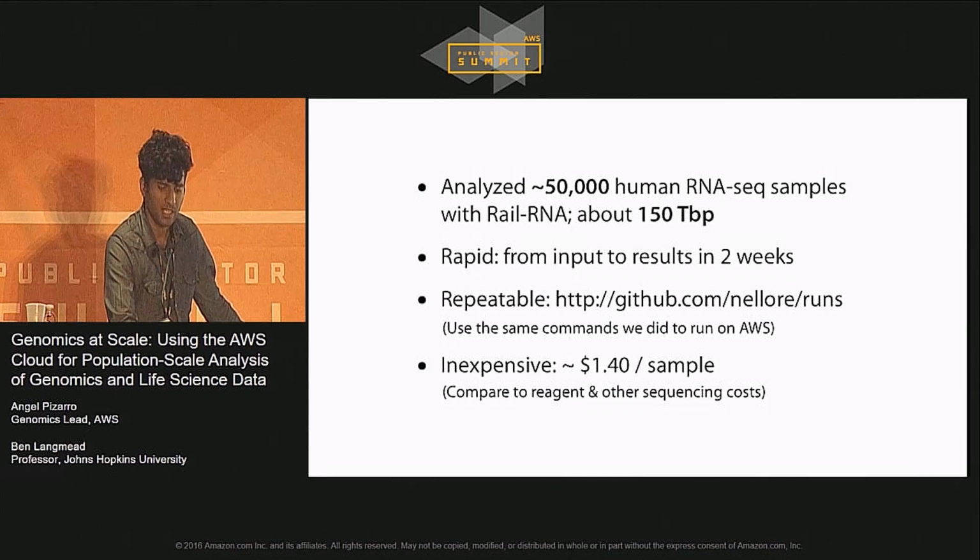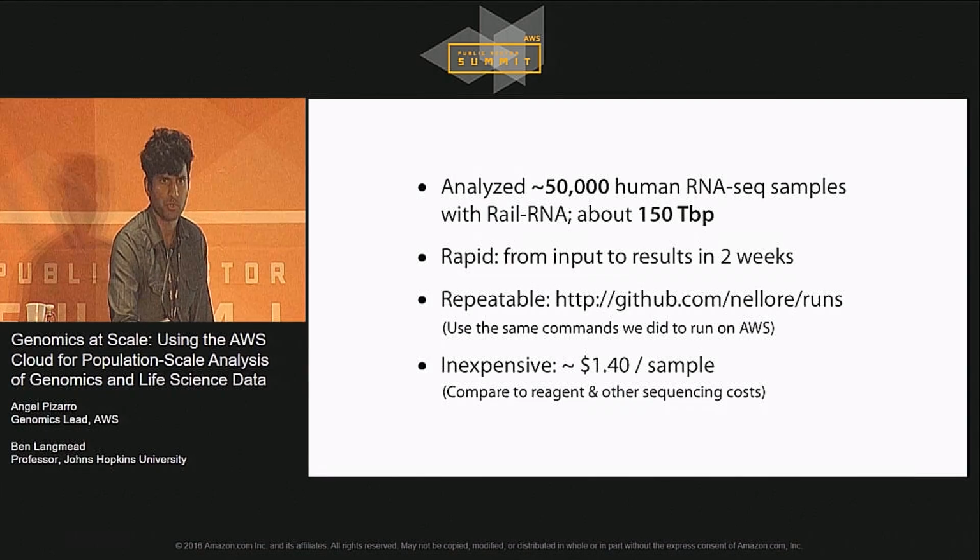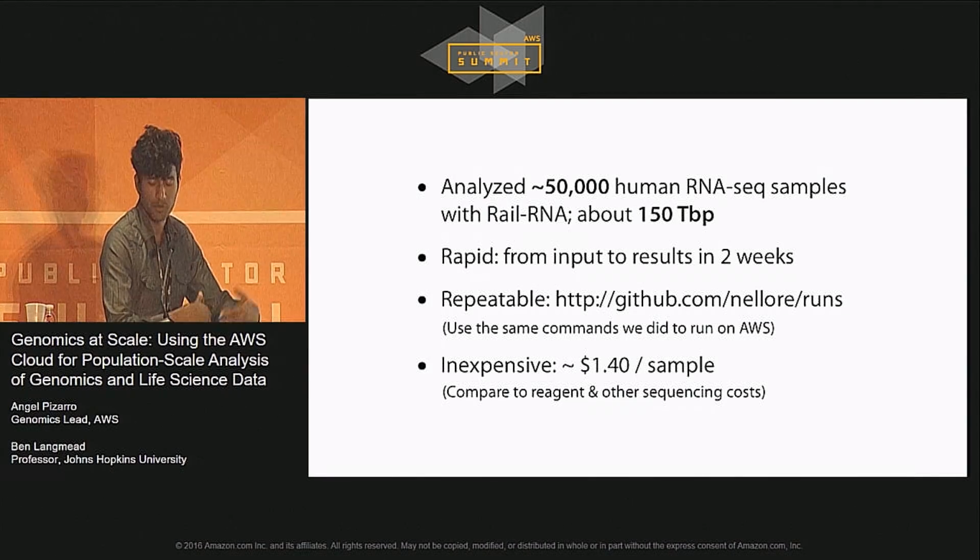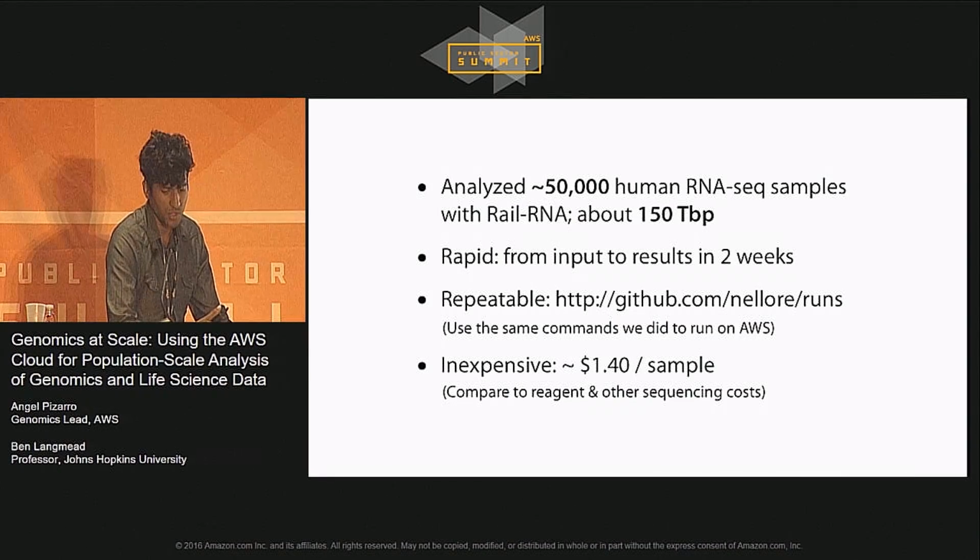It's also a relatively inexpensive job for us, coming in at about $1.40 per sample. If you compare to sequencing costs, I think it can cost between $20 and $40 per sample for sequencing. So compared to that, the analysis portion, if you perform it in the cloud, is pretty inexpensive, an order of magnitude less expensive. It's also a very rapid job.